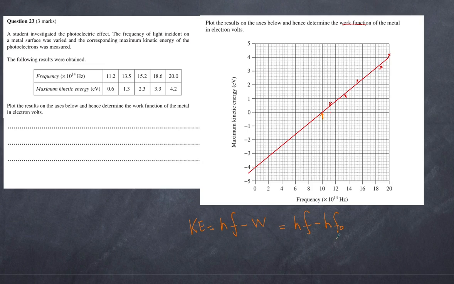But the work function can also be determined by the fact that this is a form of the equation y equals mx plus b, and the stopping voltage is also going to be our y-intercept. So if you wanted to work out what this frequency is and then multiply it by h, you're going to get the same value as if you just simply read off your y-intercept, which is -4. So in this case, our work function is equal to 4 electron volts.